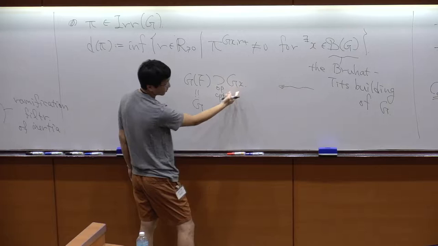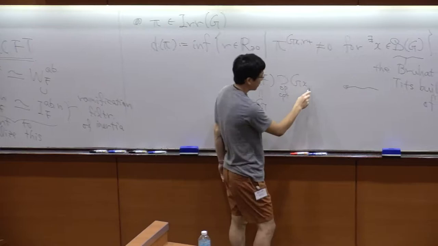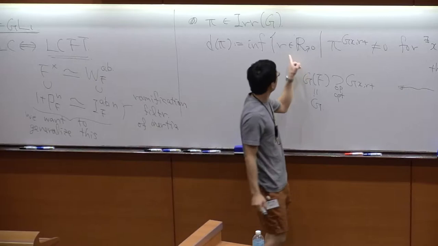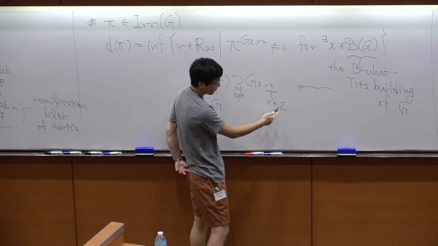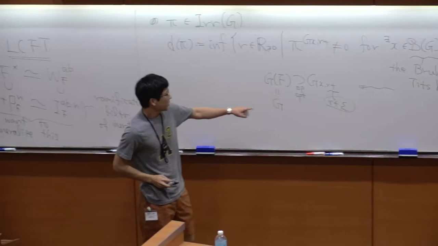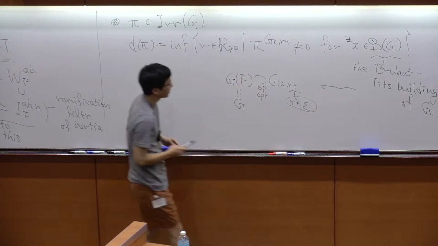And moreover, this parabolic subgroup has a filtration indexed by non-negative real numbers. And it is called the Moy-Prasad filtration of parabolic subgroups. So for every r, we can define its filtration G_{x,r+}. And here, r+ means r plus a sufficiently small positive number epsilon. Because this filtration for parabolic subgroups decreases discretely, we can say G_{x,r+} is the next step to G_{x,r}. Okay, this is a definition of depth for representation.